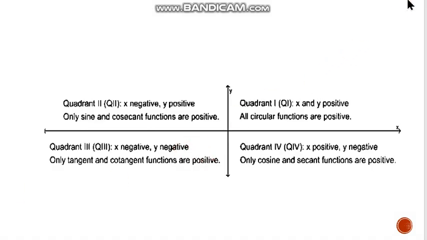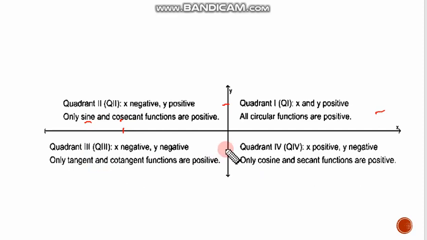For our quadrants or the signs, if our angle falls at quadrant number 1, the x is positive and also the y, so every circular function is positive. So sine, cosine, cosecant, secant, tangent, cotangent, they are all positive in this quadrant. In quadrant number 2, our x is negative here while the y is positive. So only the sine and cosecant functions are positive because sine is equal to y and cosecant is 1 over y. So these two functions are the only positive at this side.